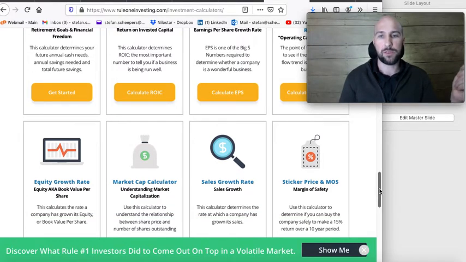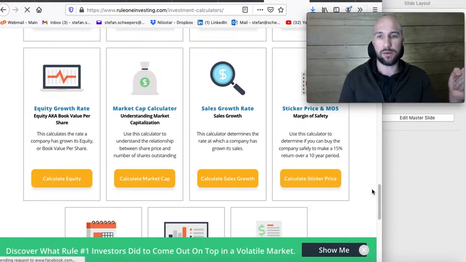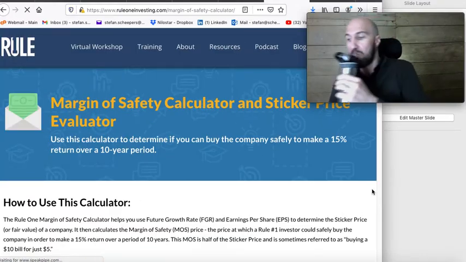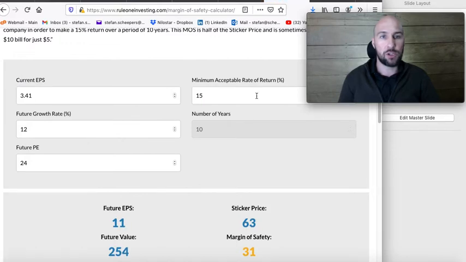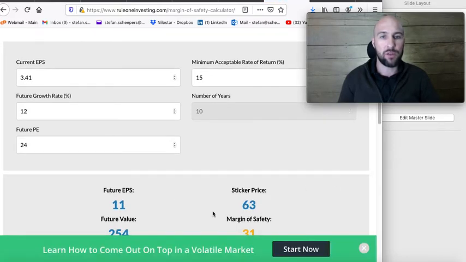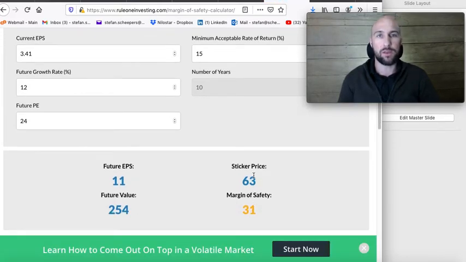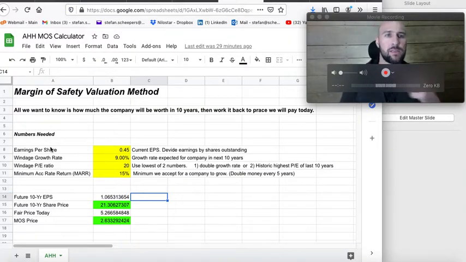And then you just click on this margin of safety calculator, wait for that one to open, and then here you go, you can just slot in the numbers and it will give you the margin of safety right here at the bottom. But if you go to the Excel sheet, all we want to know is how much the company will be worth in 10 years, and then we work it back.